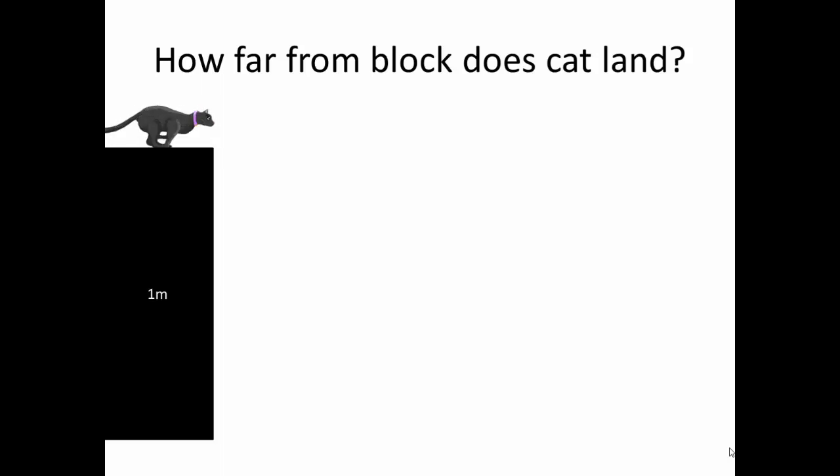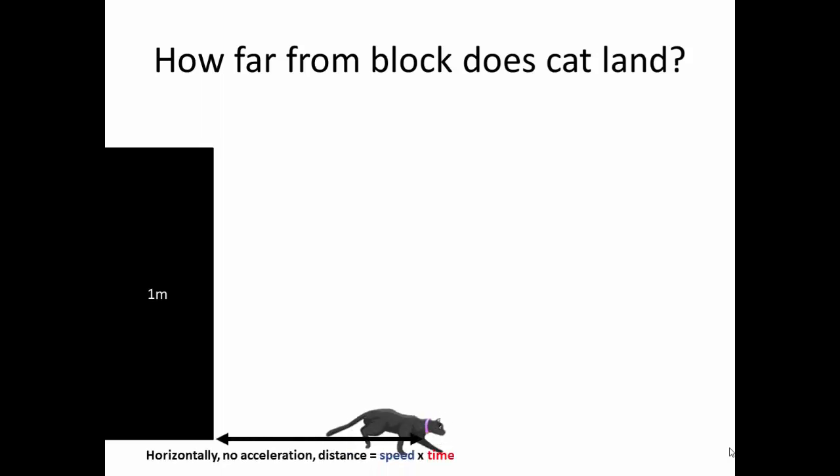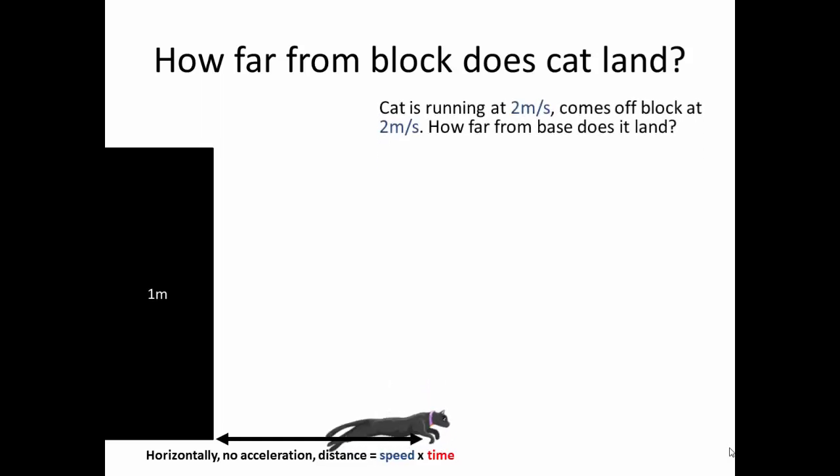Another problem, how far from this block is this cat going to land if it runs off the edge of the block? So that's the cat landing at this point here. We want to find the distance that it travels in getting there. Horizontally, the acceleration is 0 because it's got a constant velocity. We can say that distance is equal to speed times time. So let's say the cat is running at 2 meters a second. It comes off the block at 2 meters a second. How far from the base does it land?